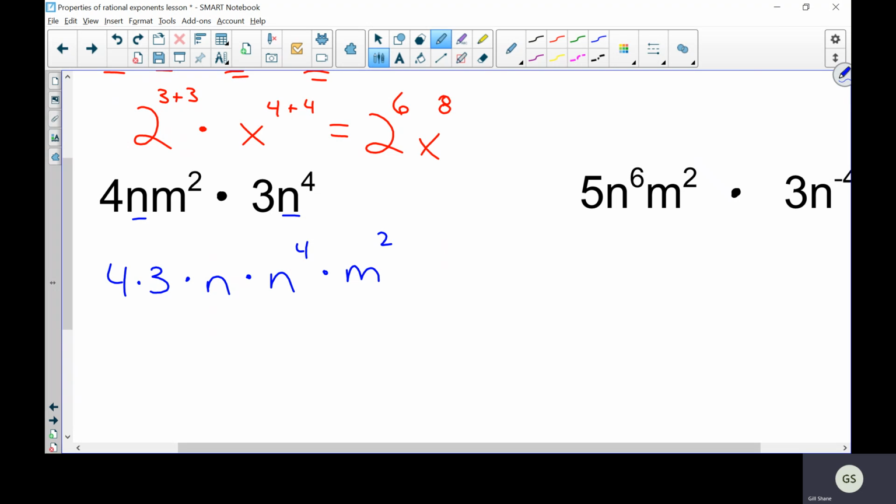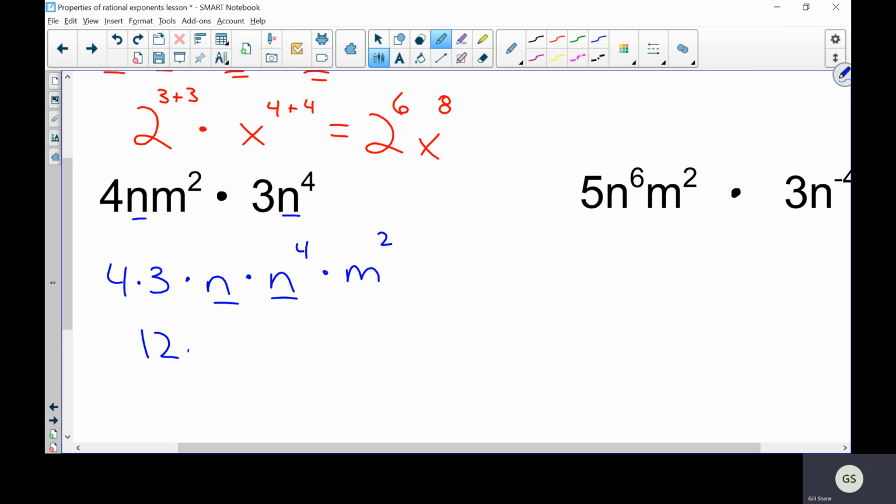So my common base is n. I can still multiply the numbers. Just because they don't have the common base, you can always multiply the bases together. You just can't do anything with the exponents. I can't add exponents or anything once I multiply the bases together. But I can still multiply the base numbers together and get 12.